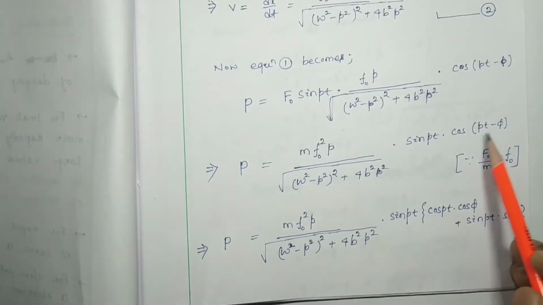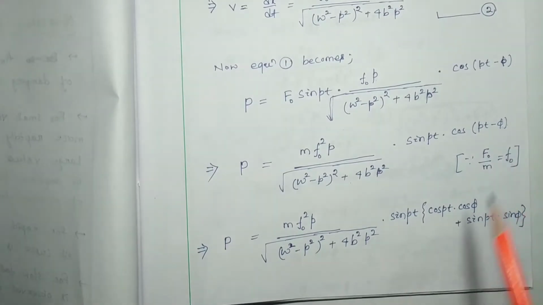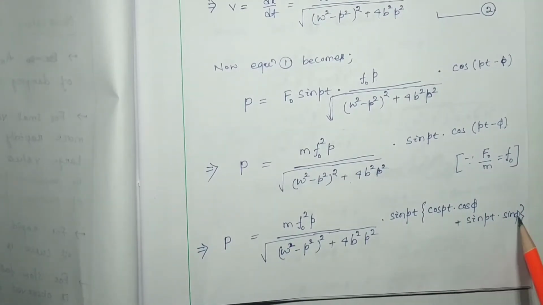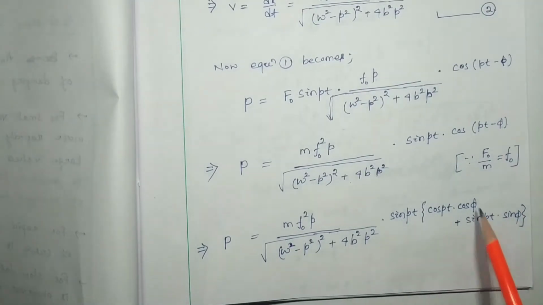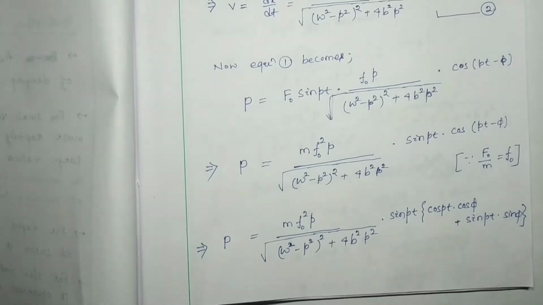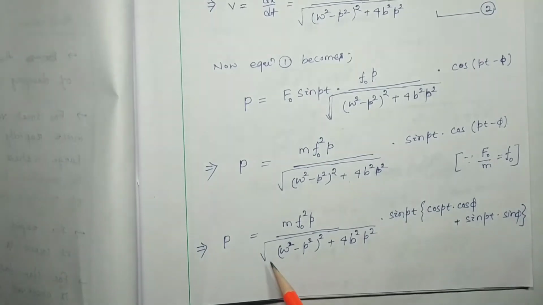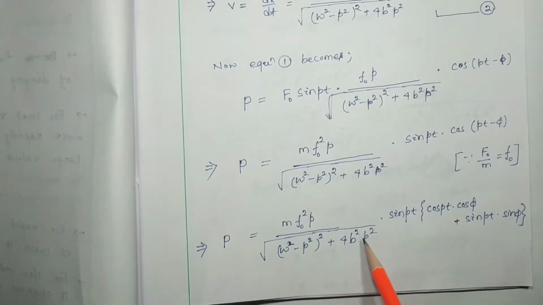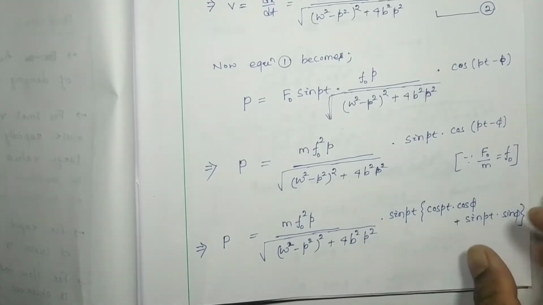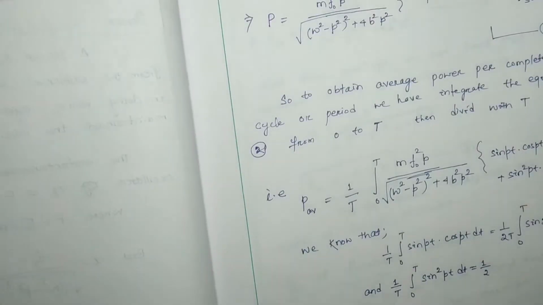This can be written in cos(a minus b) form: cos a into cos b plus sin a into sin b, that is cos pt into cos phi plus sin pt into sin phi, whole divided by (omega square minus p square) whole square plus 4b square p square. Okay, now come to the next page.